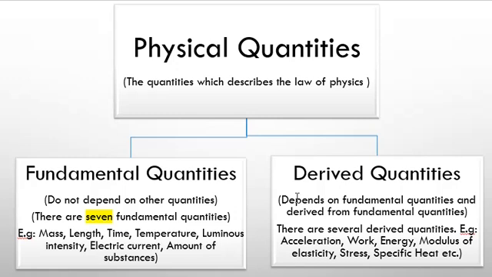And when we go to derived quantities, those are quantities which depend on and are derived from the fundamental quantities. They are not independent, but depend on fundamental quantities. There are several derived quantities. Examples: acceleration, work, energy, modulus of elasticity, stress, and so on. There is a large number of derived quantities.